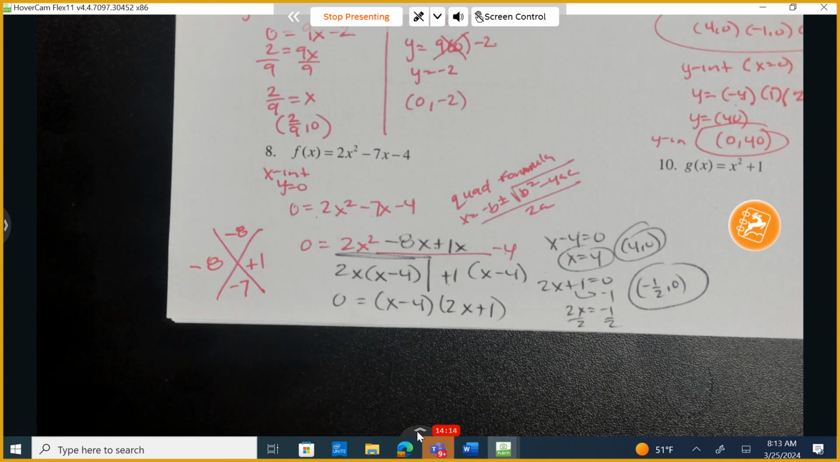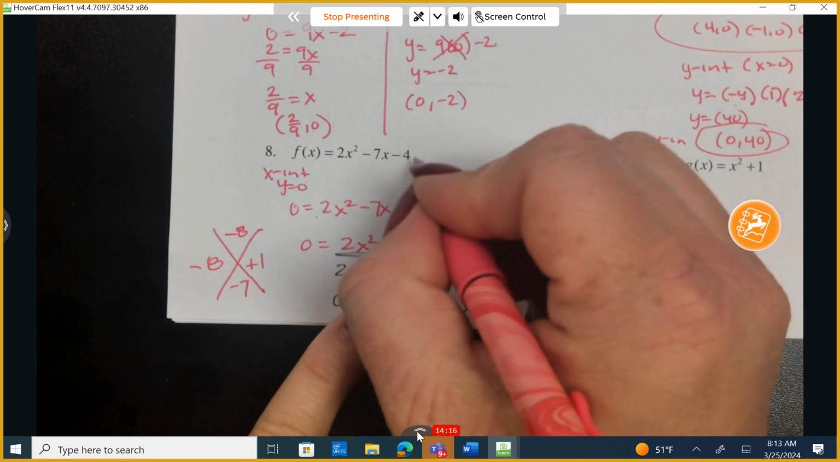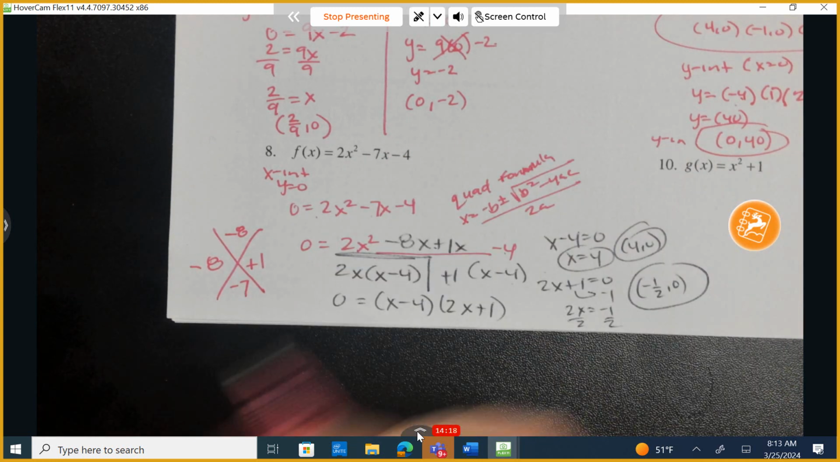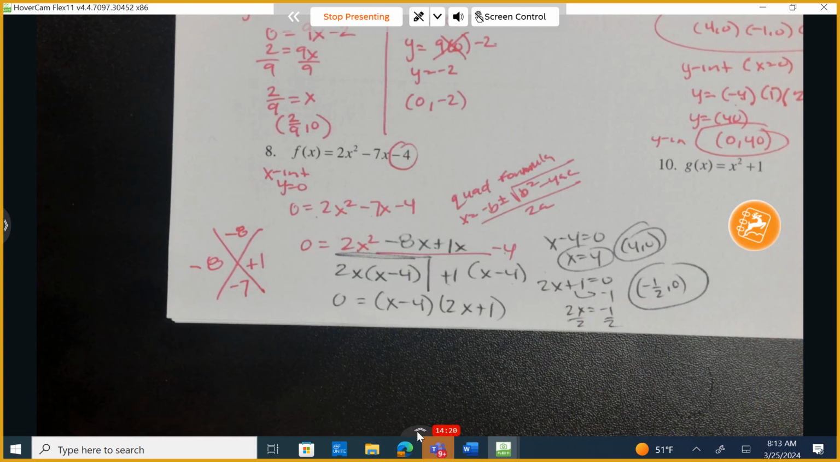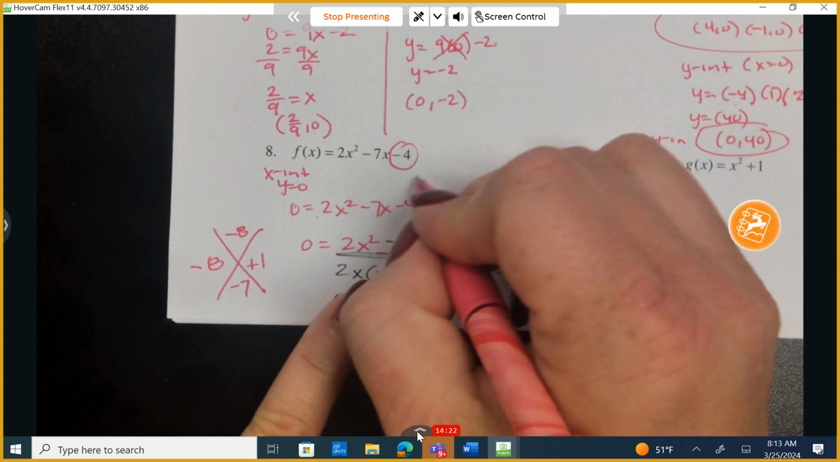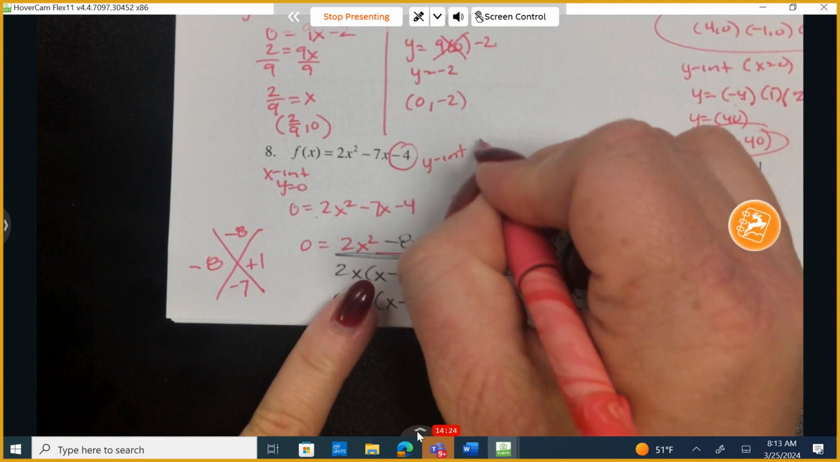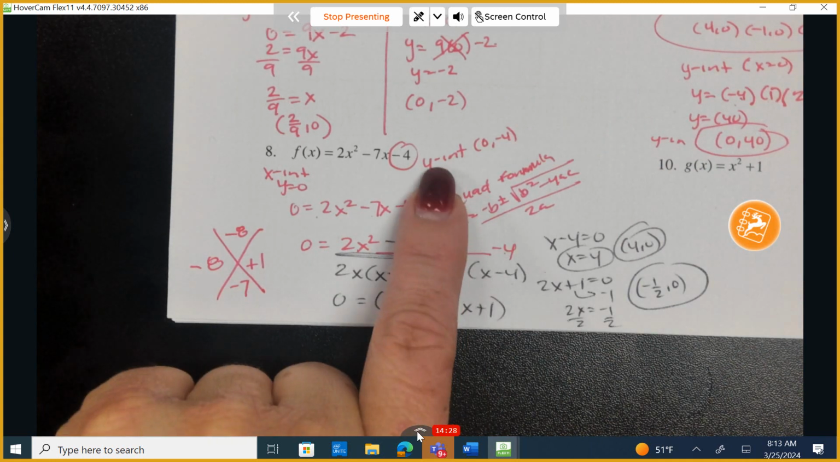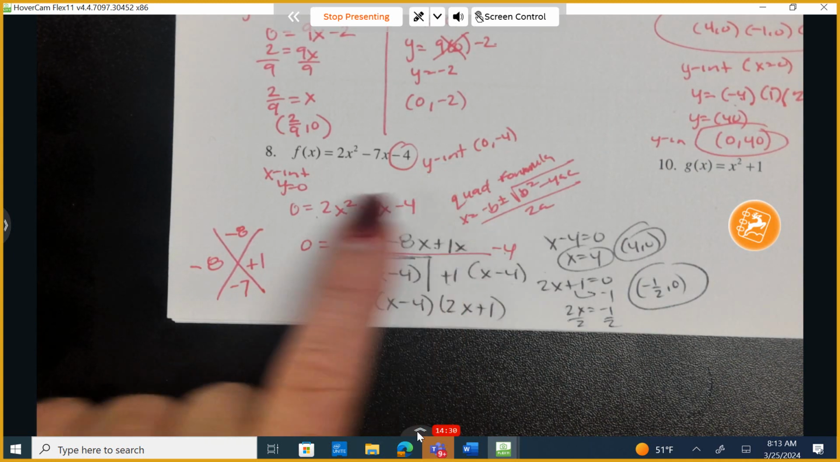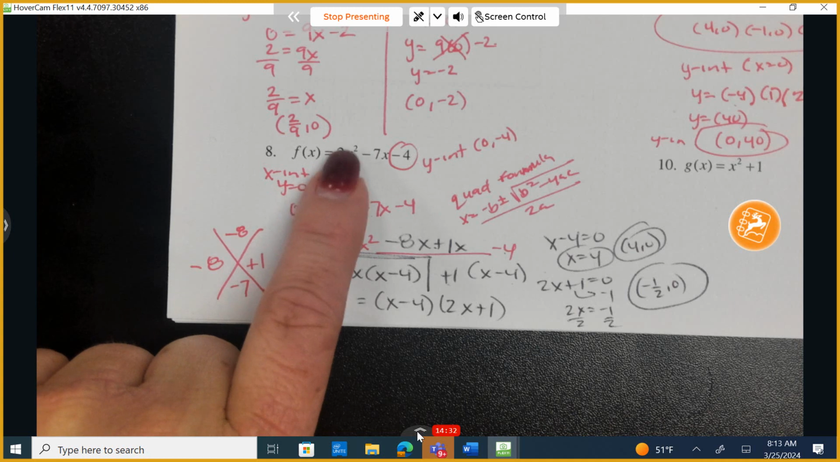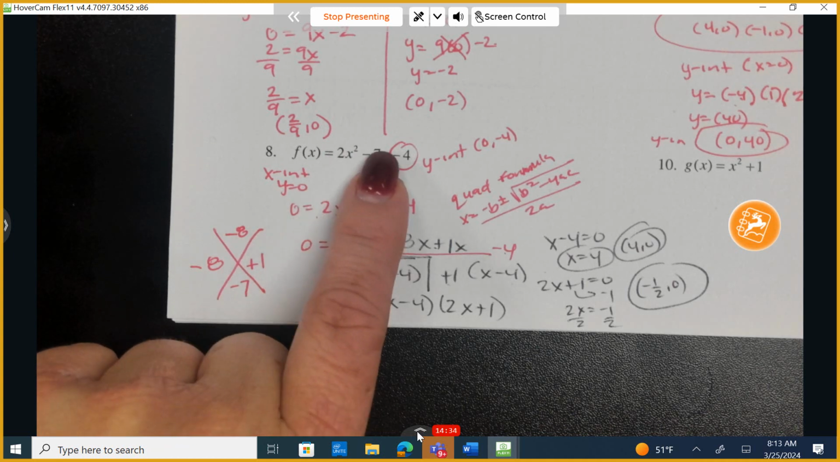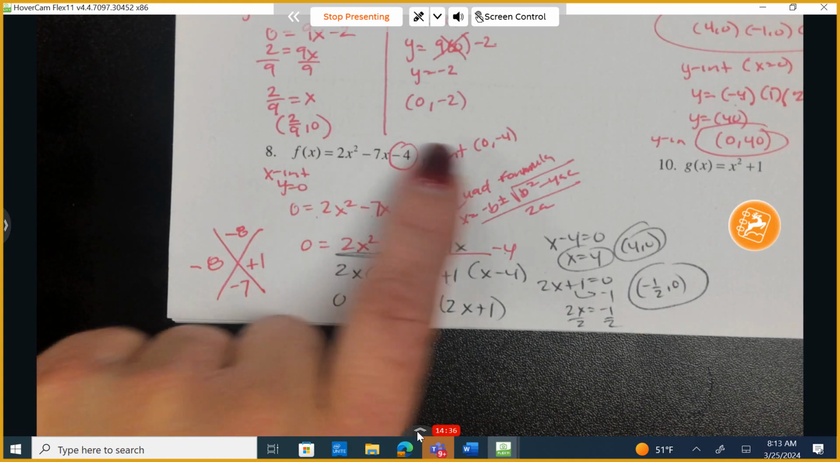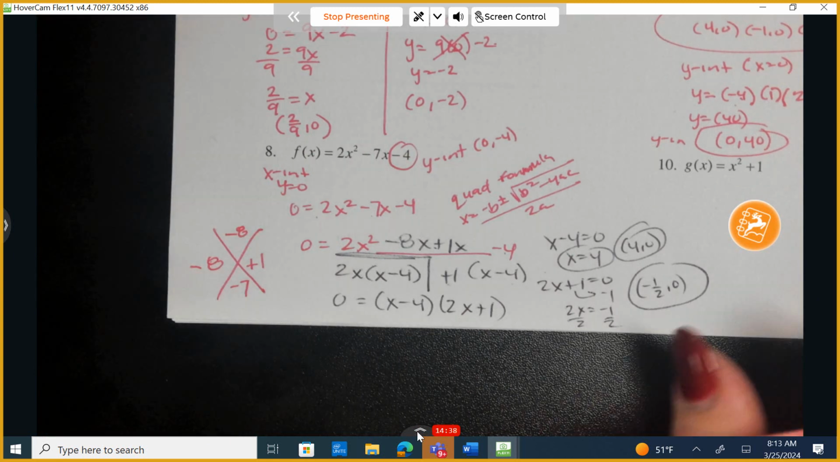In this form, you learned this in 8th and 9th grade. In this form, ax squared plus bx plus c, your y-intercept can easily be found by looking at the c value. Your y-intercept in this form is 0, -4. If you forgot that, remember we plug in 0 for the opposite variable, which is x. So 0 squared is 0 times 2 is 0, -7 times 0 is 0, and that's how we end up with that -4.